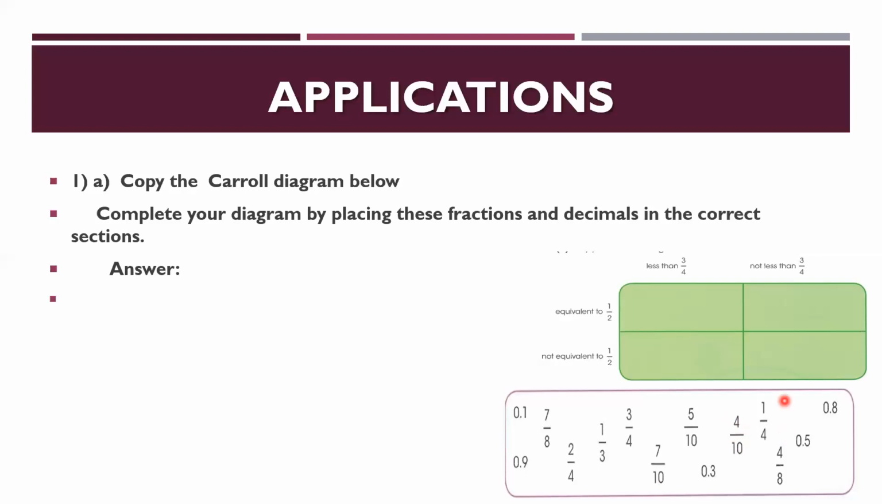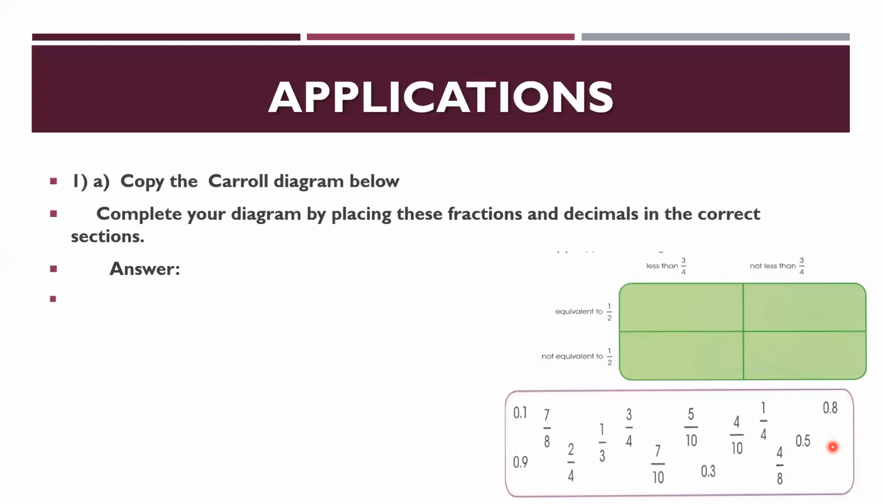Any other possibilities? What about 1 by 4? This is also not equivalent to half as well as less than 3 by 4. 4 by 8 is not possible because it is 1 by 2. 0.3, we already picked 0.3. Now what about 0.5? It is exactly half, so we can't choose. What about the last one, 0.8?